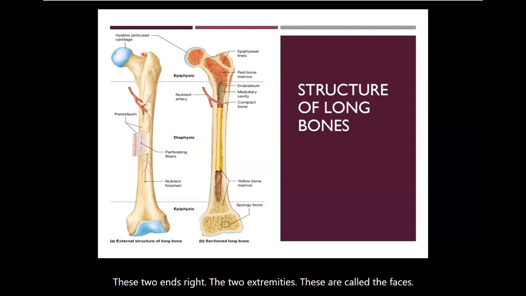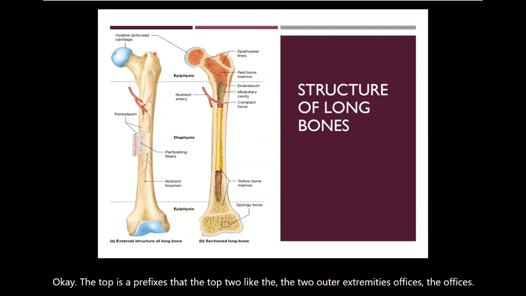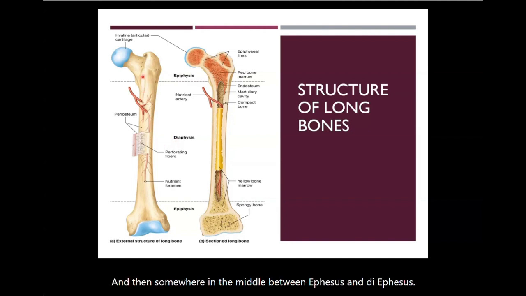We have the top part of the bone, these two ends, the two extremities. These are called the epiphysis. What are the two extremities called? Epiphysis, right? And then we have this middle part of the long bone. It's called what? Diaphysis. The two outer extremities are the epiphysis, the middle is the diaphysis. And somewhere in between the epiphysis and diaphysis is the metaphysis, which is something we cover in lecture, okay?